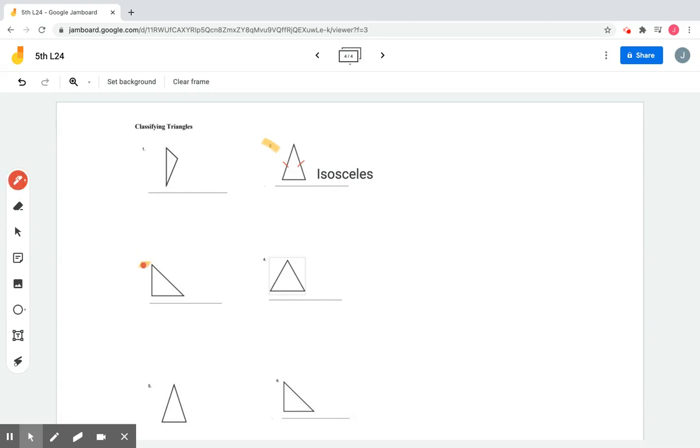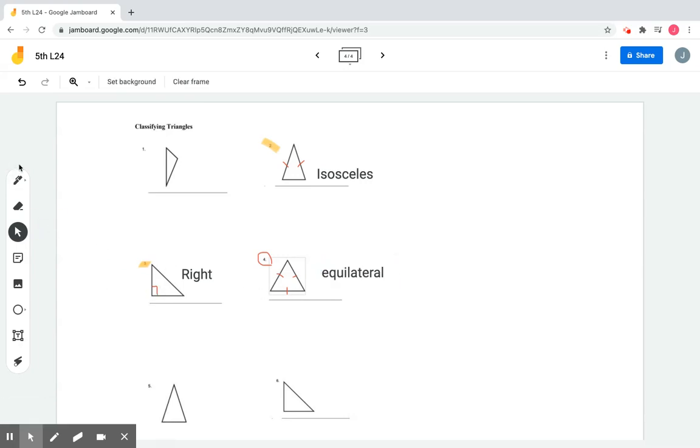Okay, and let's look at number 3. We have this triangle and we notice that there is an angle of 90 degrees, right? This angle is 90 degrees. So this triangle will be a right triangle. Okay. And let's do one more example, number 4. We see that all 3 sides are the same, right? These 3 sides have the same length. So this triangle will be an equilateral triangle.